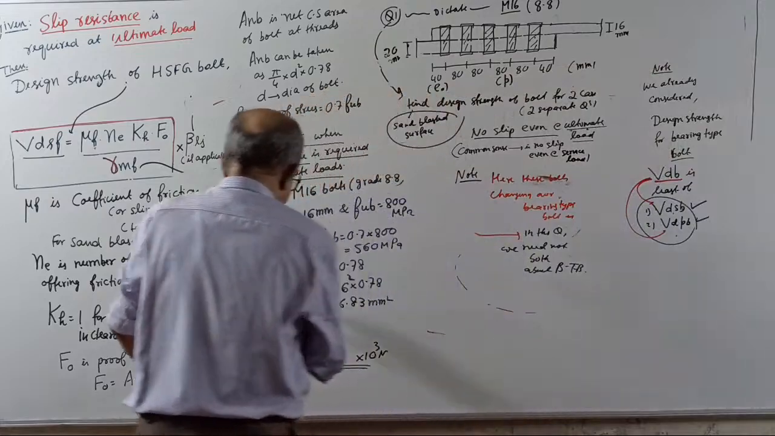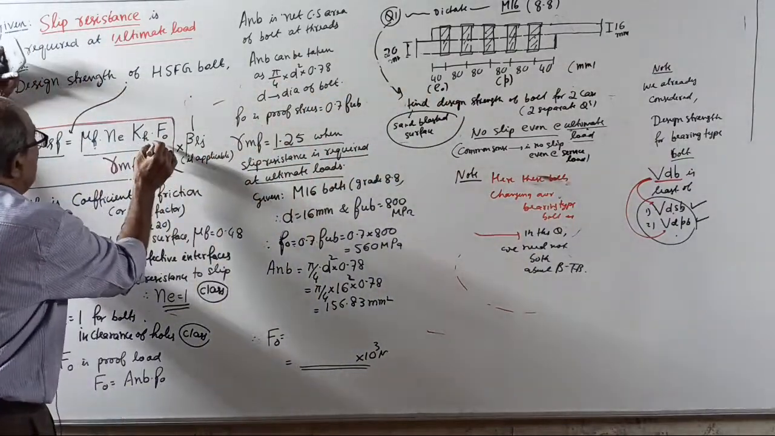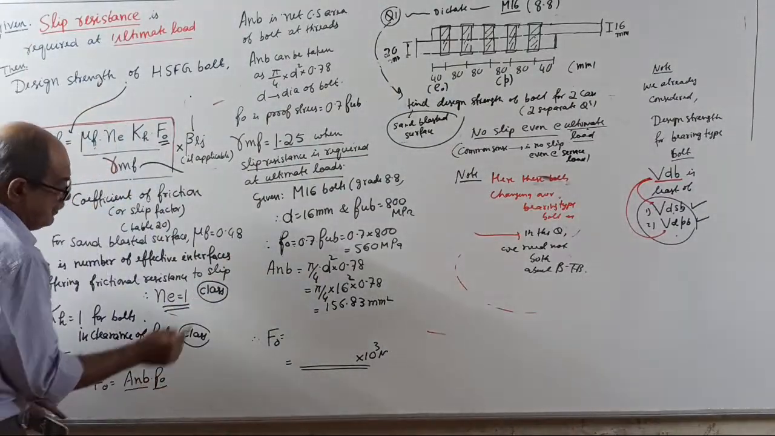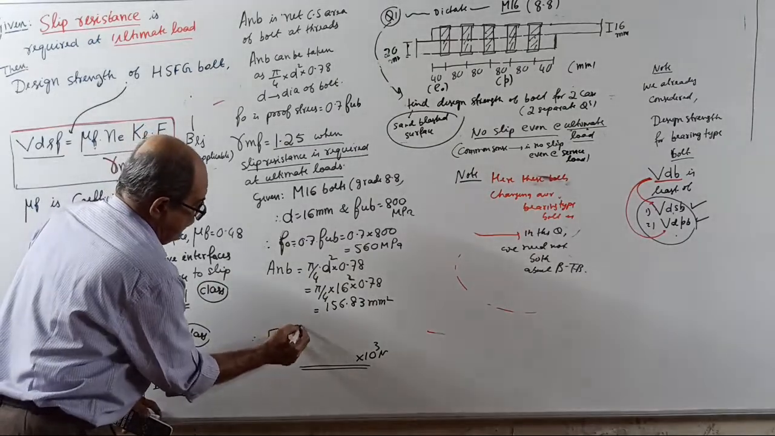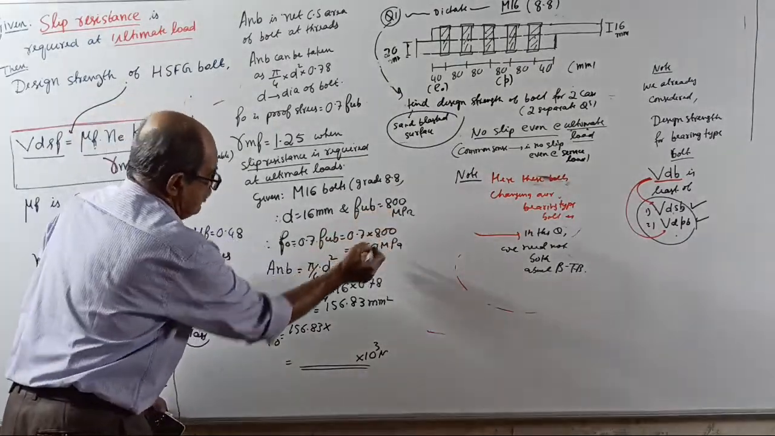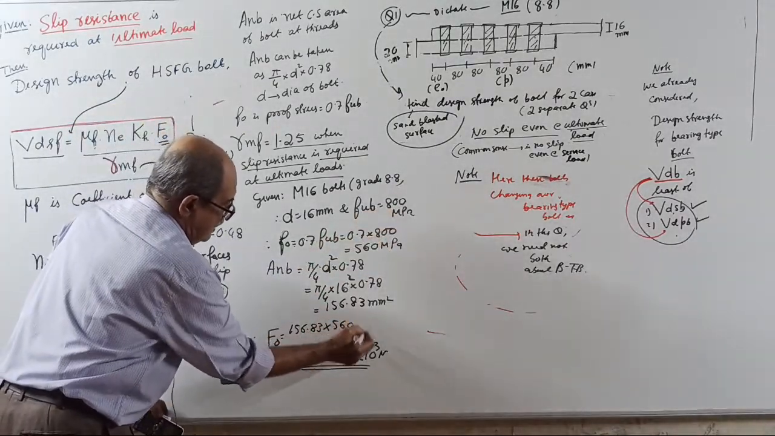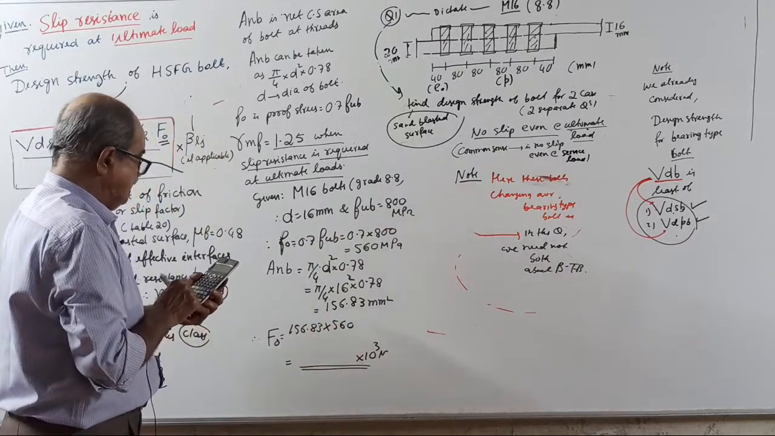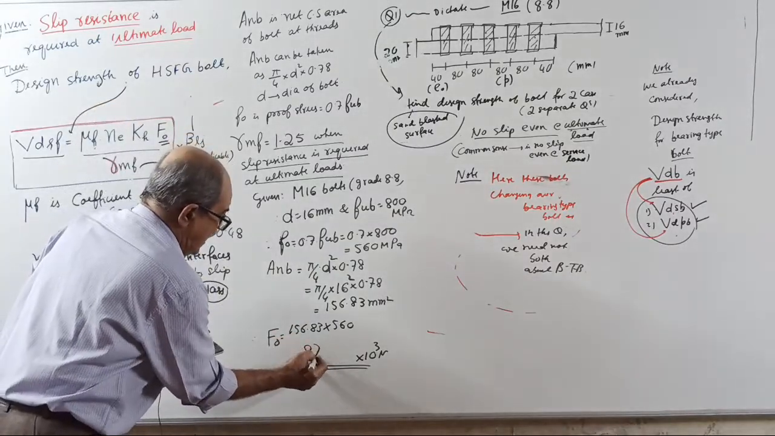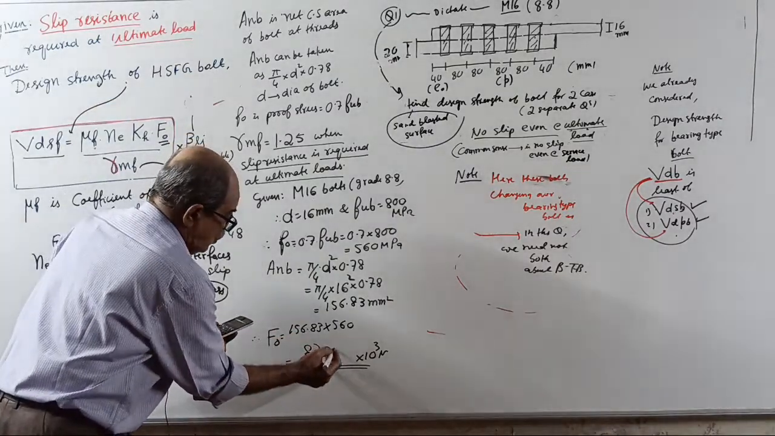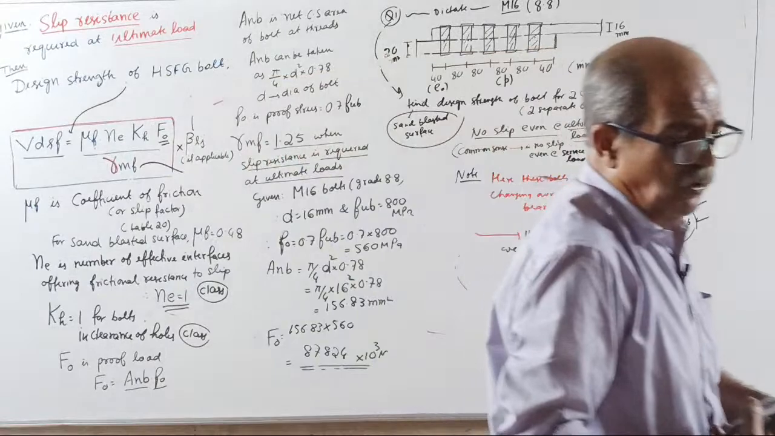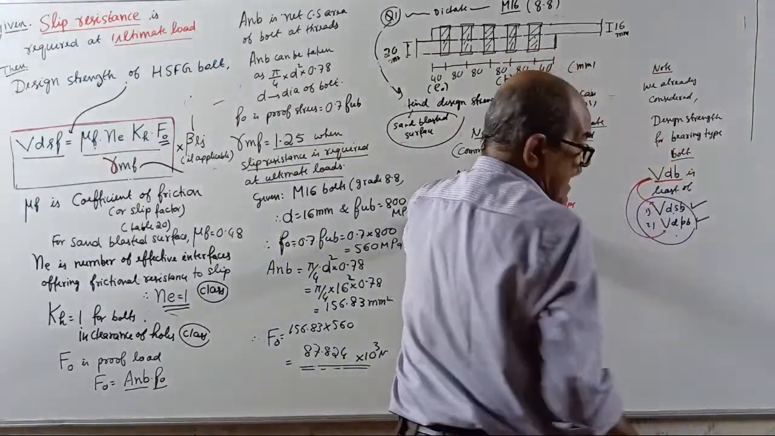156.83 mm square is A_nb. Substituting, first you get the value of F0. F0 equal to A_nb into f0, that is 156.83 into 560. It will give in 10 to the power 3 Newton. 156.83 into 560 will give you 87.824 into 10 to the power 3 Newton. This is the proof load. Okay, now next step.